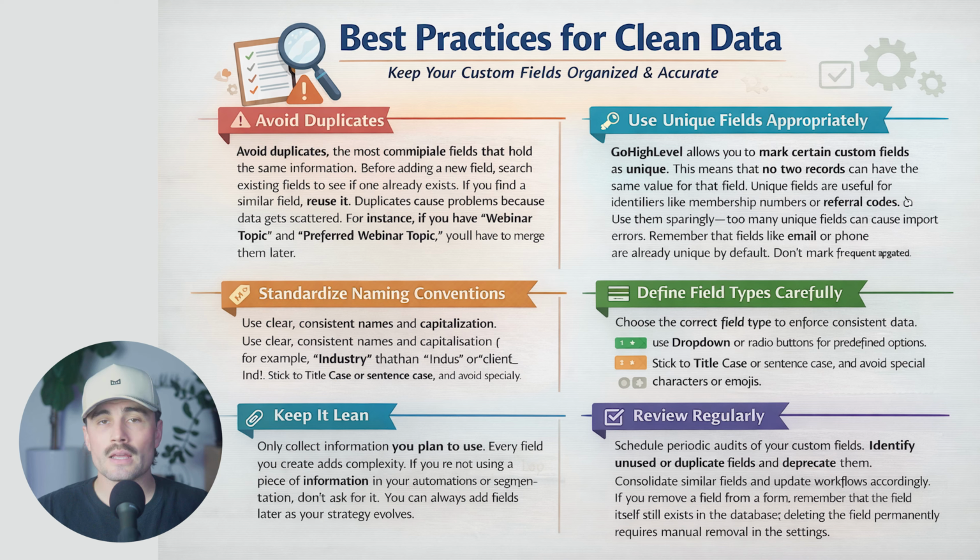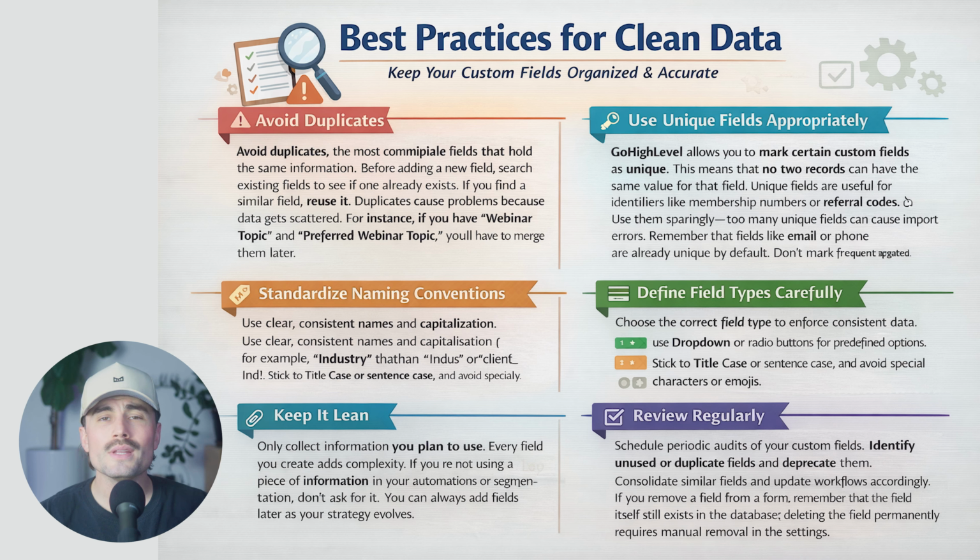Define field types carefully. So choose the correct field type to enforce consistent data. If you need respondents to pick from predefined options, then use dropdown or radio buttons rather than text input. For dates, use the date picker field. When collecting currency amounts, use the number or currency field. Correct types prevent invalid entries and make calculations easier later on.